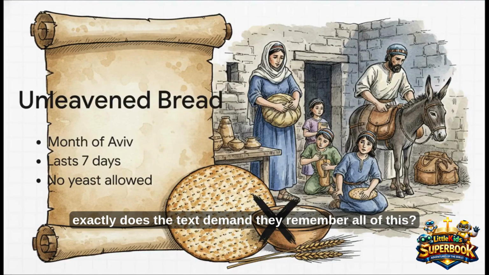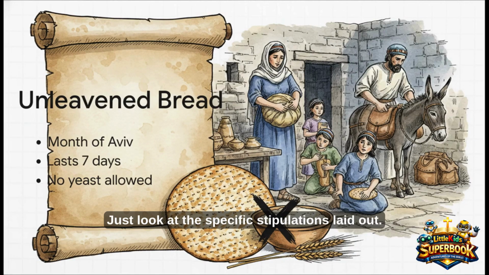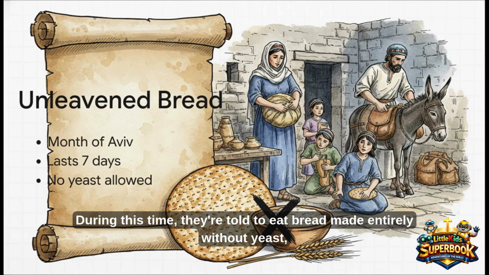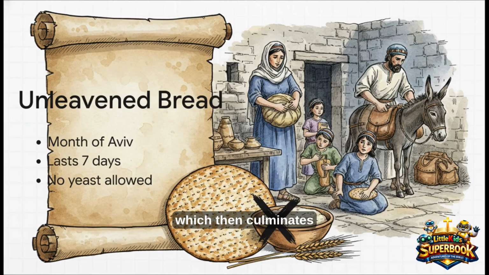How exactly does the text demand they remember all of this? Well, through some incredibly strict physical rituals. The first major symbol is the Festival of Unleavened Bread. Just look at the specific stipulations laid out. It has to occur right now in the month of Aviv, and it lasts for exactly 7 days. During this time, they're told to eat bread made entirely without yeast, which then culminates in a festival to the Lord on the 7th day.